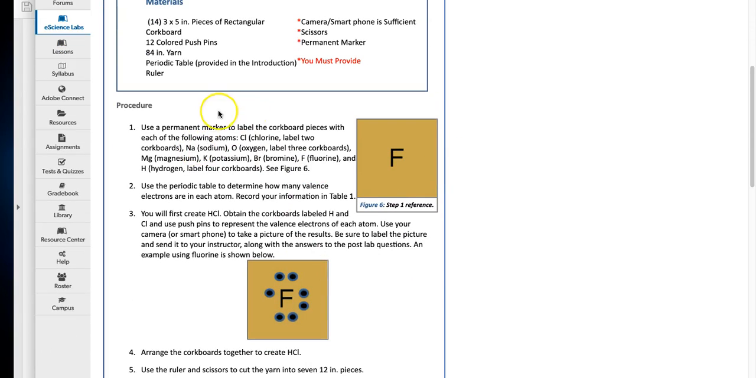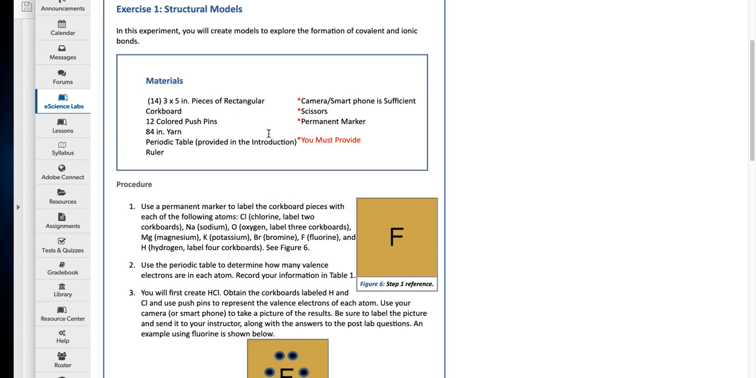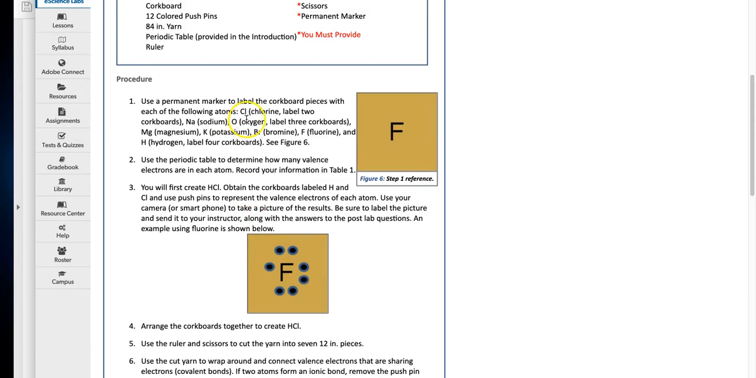So the first thing you're going to do is get your corkboard pieces, and you're going to create each of the following atoms. So for instance, the corkboard is a brown color, this is the corkboard, and you're going to, with your permanent marker, write an F for fluorine. And you're going to make separate corkboards, that's why there's so many of them, for each of the atoms, and some of them you need 2.